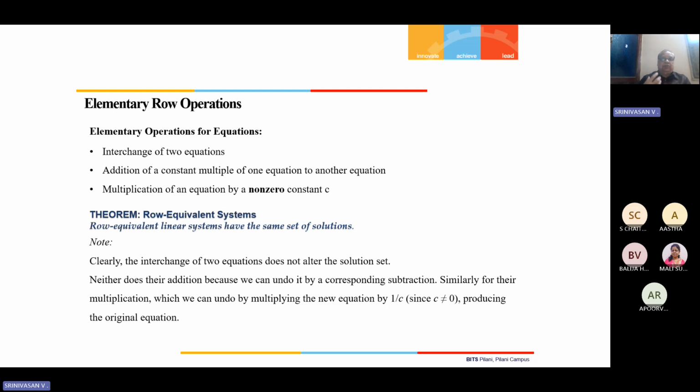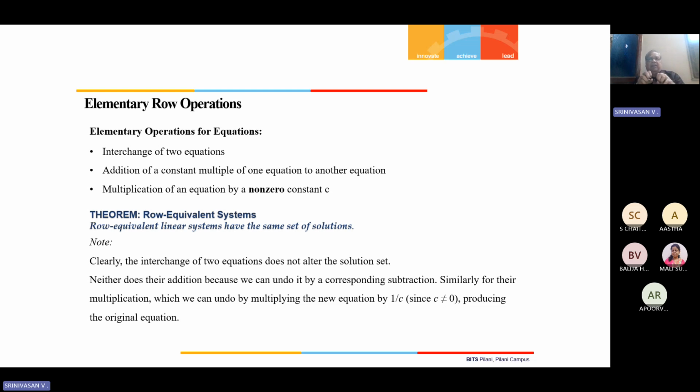So here, coming to the solution of the set of equations, interchanging the two equations will not alter the solution set. Neither does the addition, because we can undo it by a corresponding subtraction. Similarly for the multiplication, which we can undo by multiplying the new equation by 1 by c, whenever c is not equal to 0, producing the original equation.